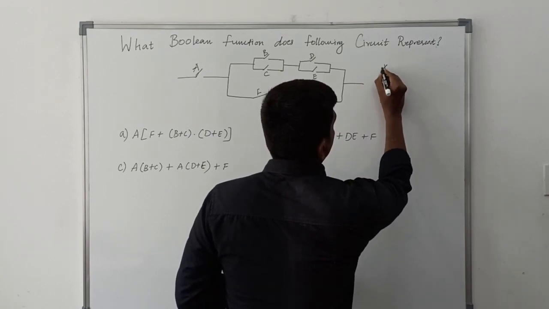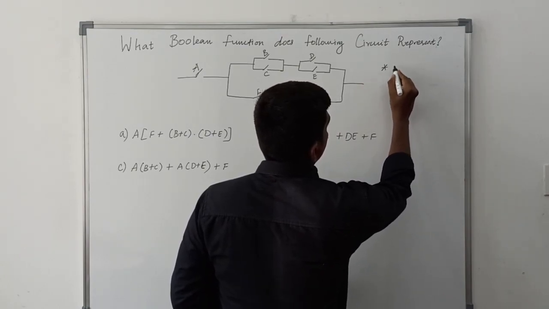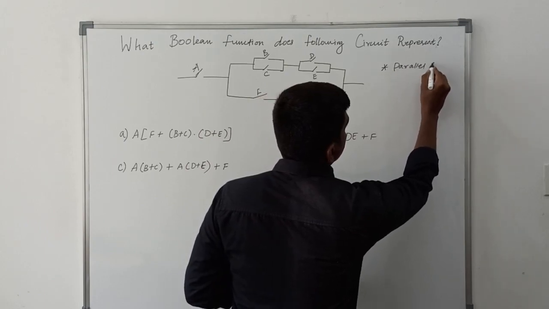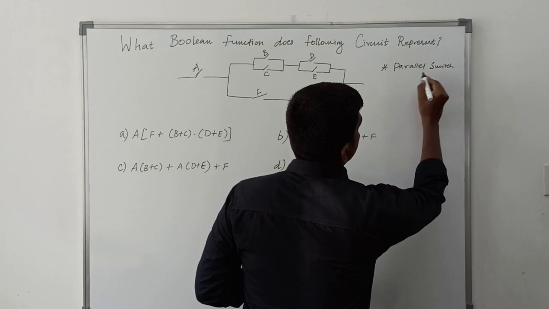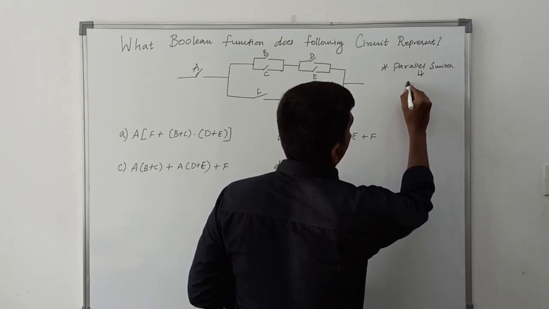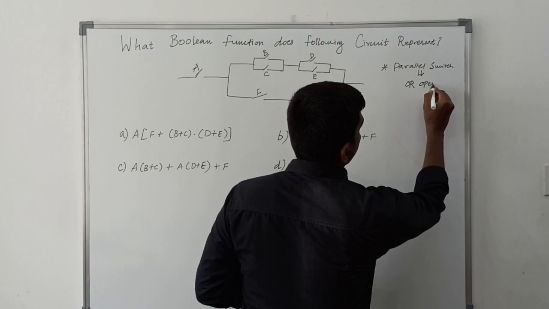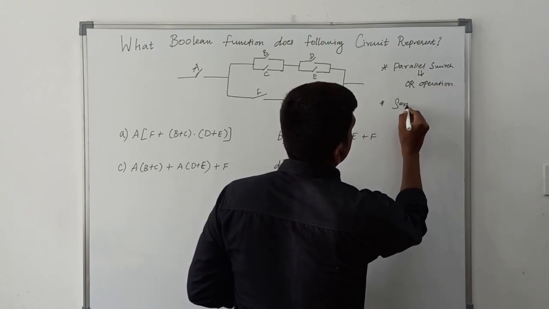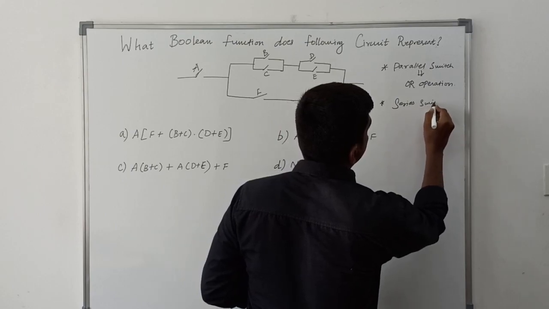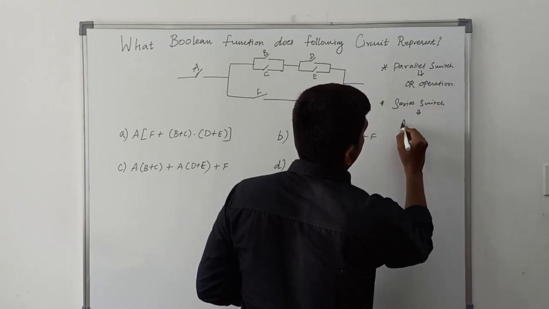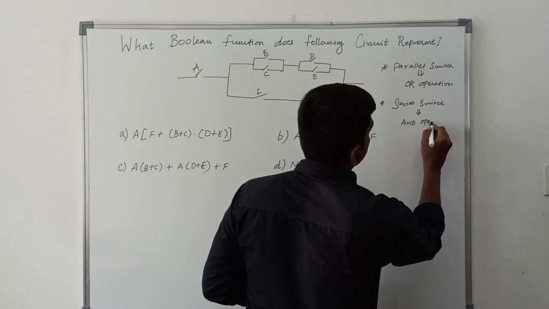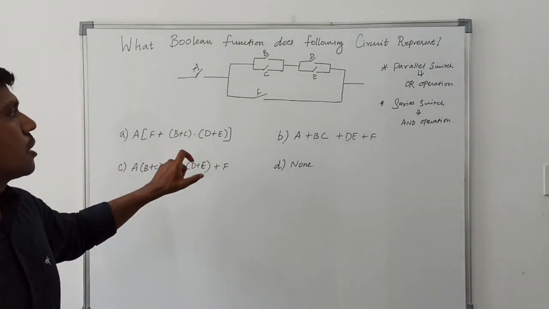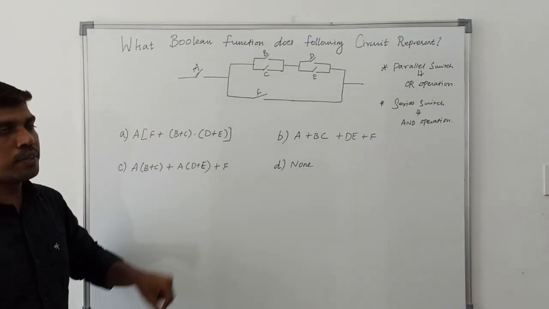Here I am taking two representations. The first representation is the parallel switch: a parallel switch does the OR operation. The second is the series switch: a series switch does the AND operation. Using these two representations, I now find the Boolean expression for the given circuit.